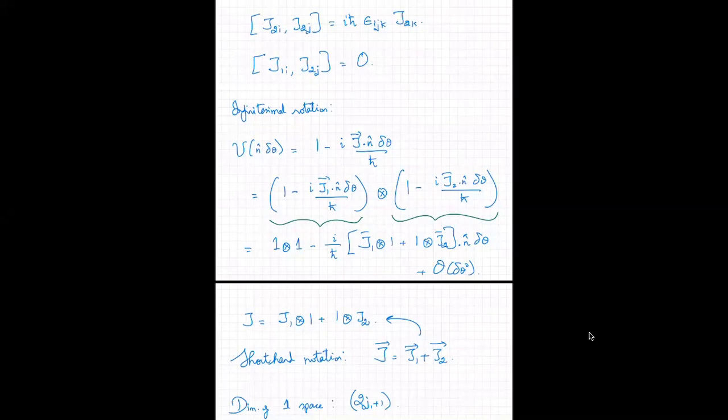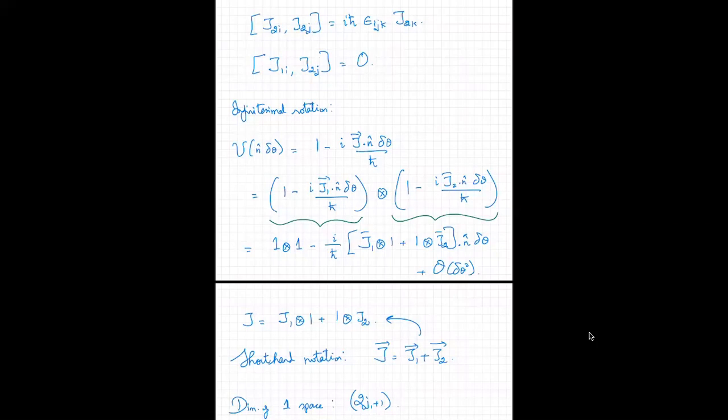See, if I claim that the generator J1 rotates the kets in the first space by an angle delta theta in the n direction, and the generator J2 rotates the kets in the second space along the same direction n by some other angle delta theta, then what is the generator in the product space that rotates the product basis, like the tensor product of the two basis kets, by an angle delta theta along the direction n cap? That is the question I'm asking, right?